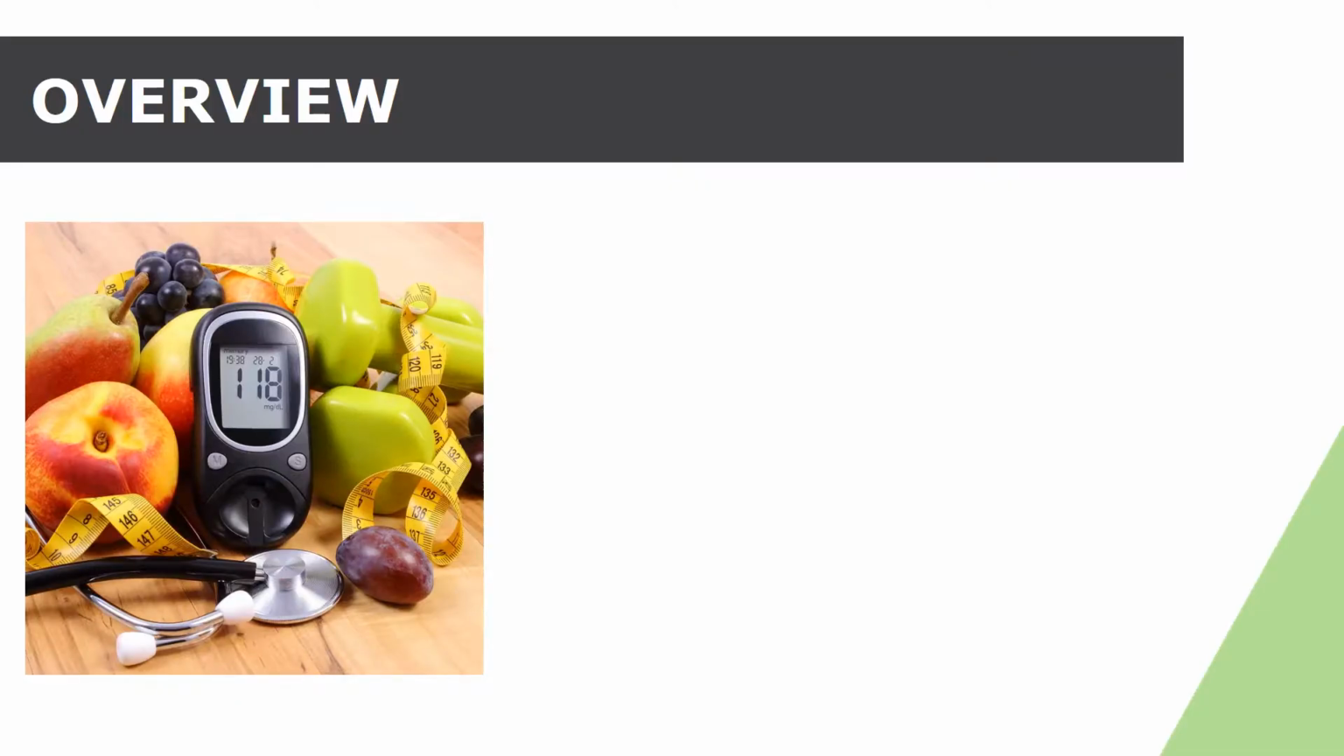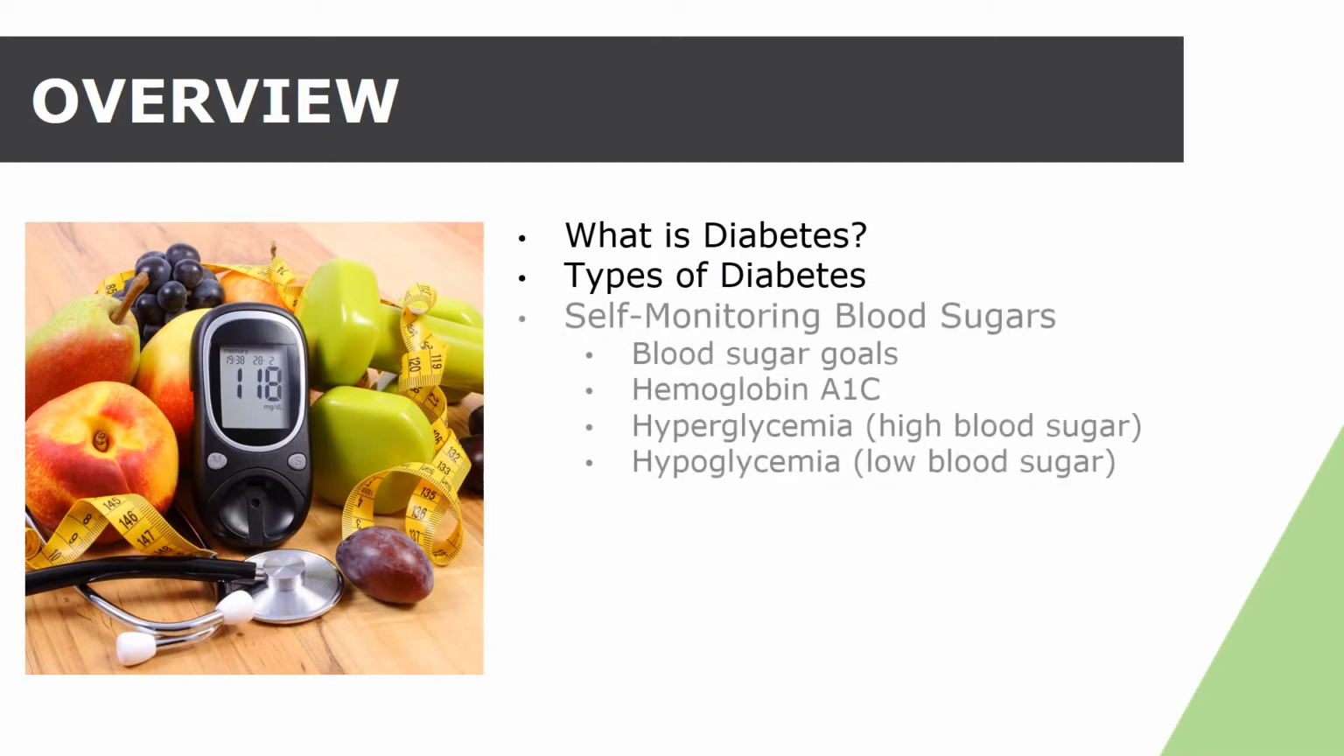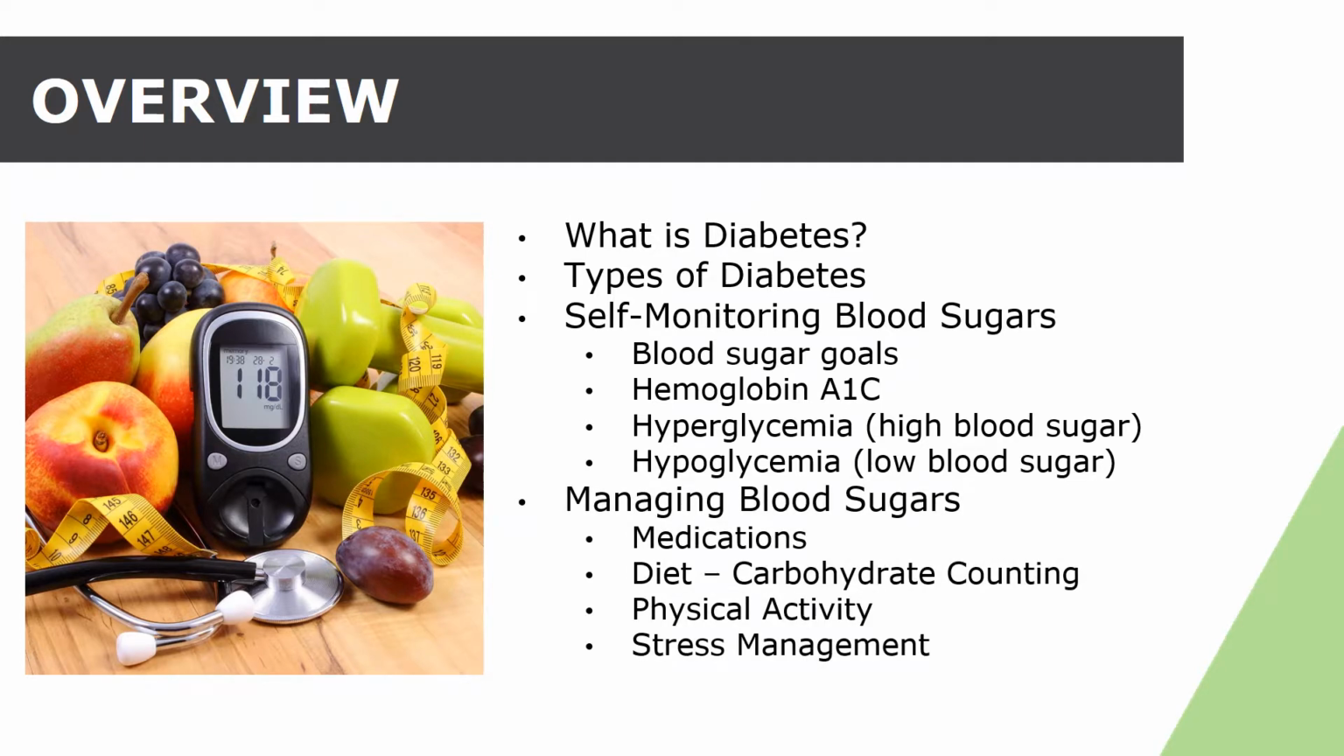We'll be covering the following: what is diabetes, types of diabetes, self-monitoring blood sugars, which will include blood sugar goals, hemoglobin A1C, hyperglycemia or high blood sugar, as well as hypoglycemia or low blood sugar. We'll also cover ways to manage blood sugars, including medications, diet, specifically carbohydrate counting, physical activity, and stress management.